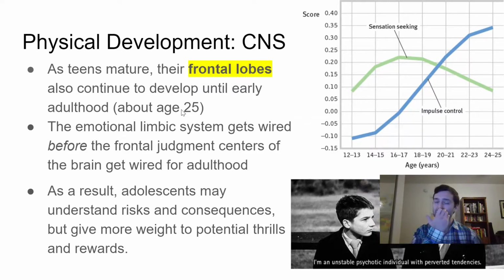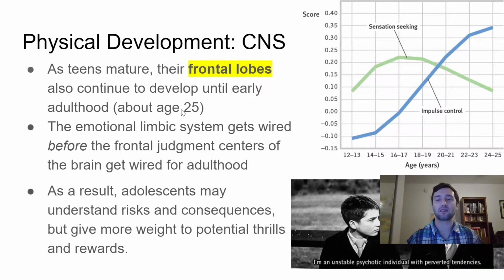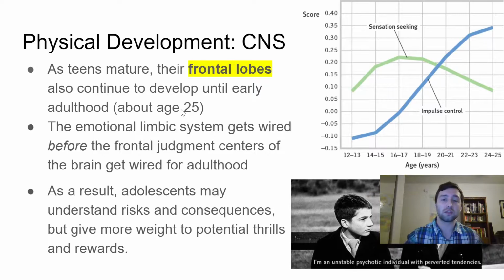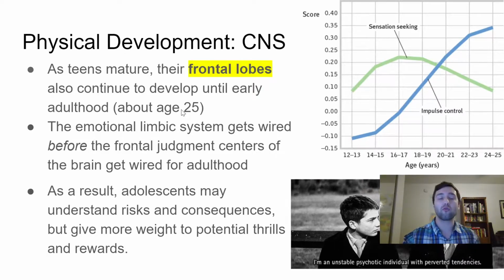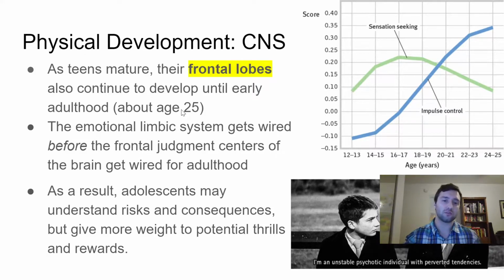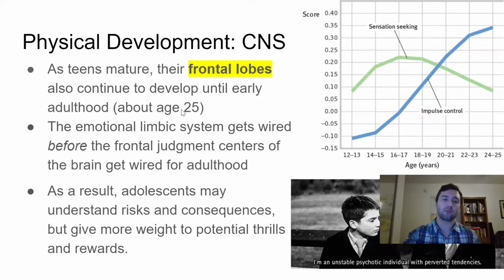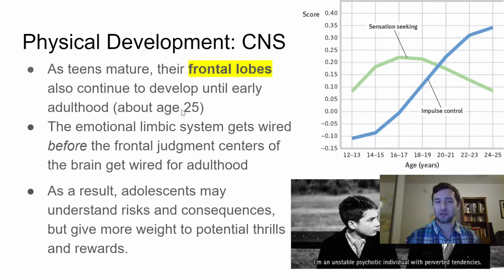Now, one of the things that's really interesting about this is that it's connected to a lot of the ways that teenagers act. For example, the emotional limbic system, which we talked about at the very beginning of the year, is wired before the frontal lobes. The frontal lobes are very much the judgment center of our brain. It's the part of our brain that tells us, hey, maybe this isn't a very good idea.